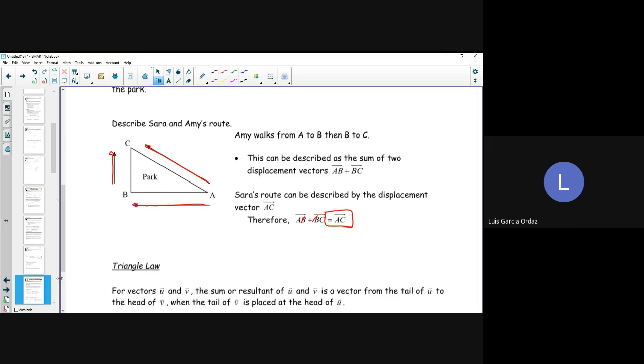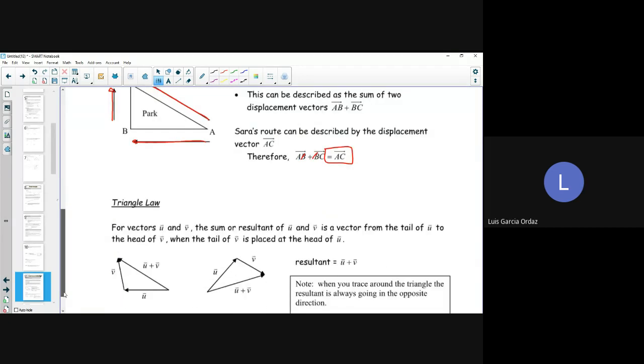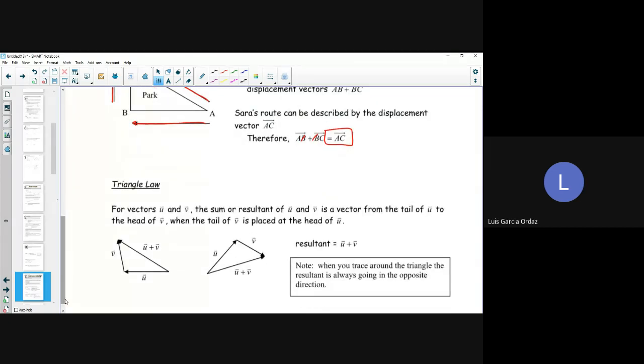This is something that you will probably see a lot in vectors. It's called the triangle law. For vectors U and V, the sum or resultant of vector U and vector V is a vector from the tail of U to the head of V when the tail of vector V is placed at the head of vector U.